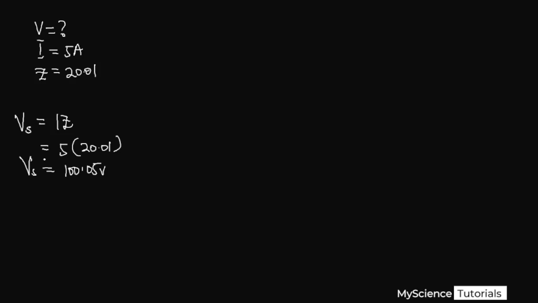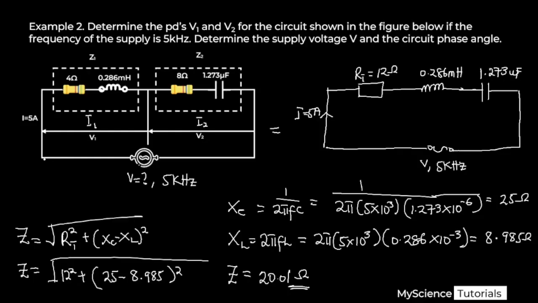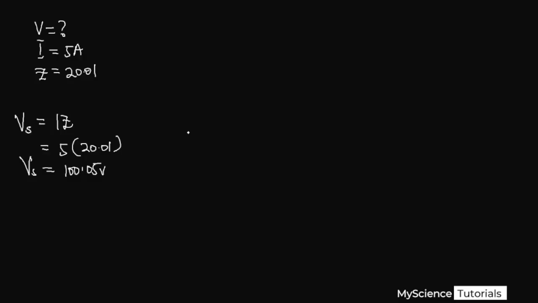Okay, so let's go back and look at our circuit. Now if we look at our circuit, we realize that to find V1, we need I1 and the impedance over here. Then we need the total impedance over here. So once we find the impedance here, we can then use it to find the voltage V1 and then V2. So let's go ahead and look at that.